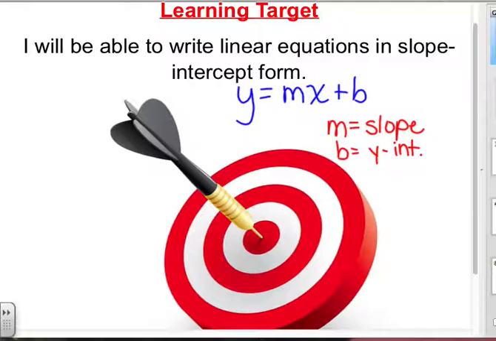So I'm going to show you a couple different ways to do this. The first way is super easy, and the second way to write these linear equations requires a little bit of work on your behalf because we're going to write these equations by looking at a line on a graph. Okay, so let's start with the easy ones. Here we go.